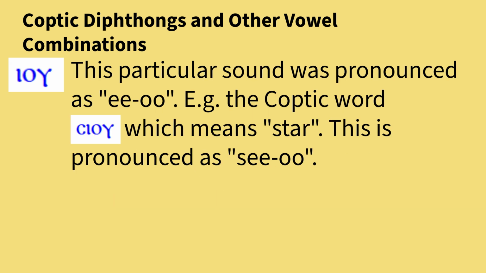We have this particular combination, which is the letters yada, o, and epsilon, or eu, nearly like an eu sound. So this particular sound was pronounced as eu. An example Coptic word is siu, which means star, and it's pronounced as siu.